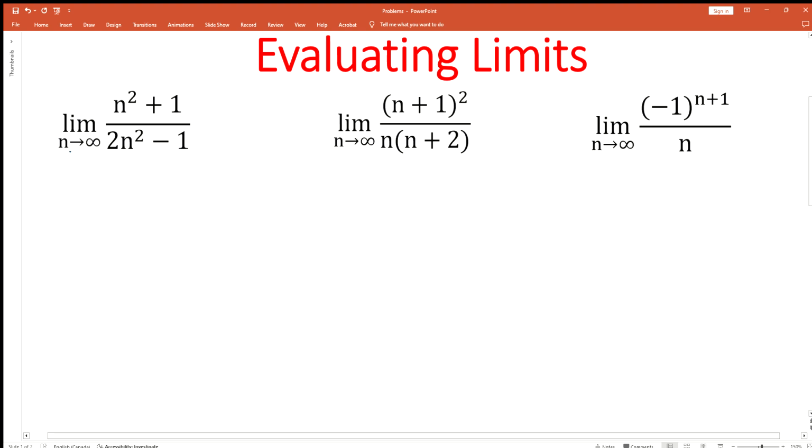Since the limit is n approaches infinity, we can simplify this rational expression by multiplying both the numerator and the denominator by 1 over n squared because the degree of the numerator and the denominator is 2. This is a very important concept we need to understand and memorize.